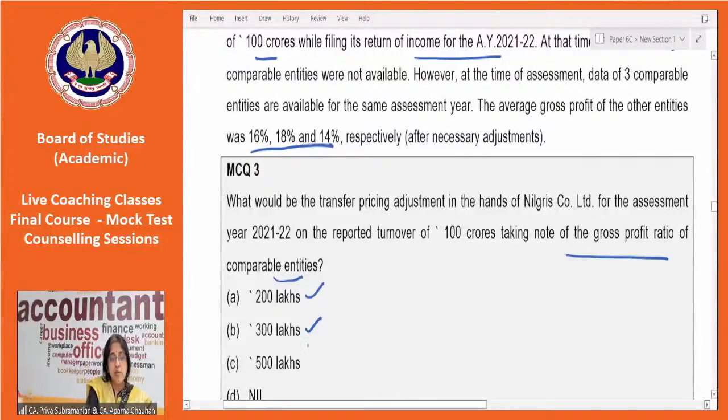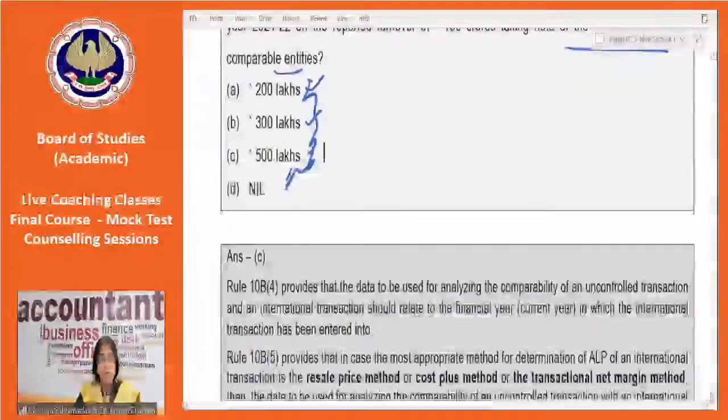So 4 options are given: 200, 300, 500, and 1,000,000. Okay. Now, how do we proceed? What is the provision in this case? You have to go to the rules.